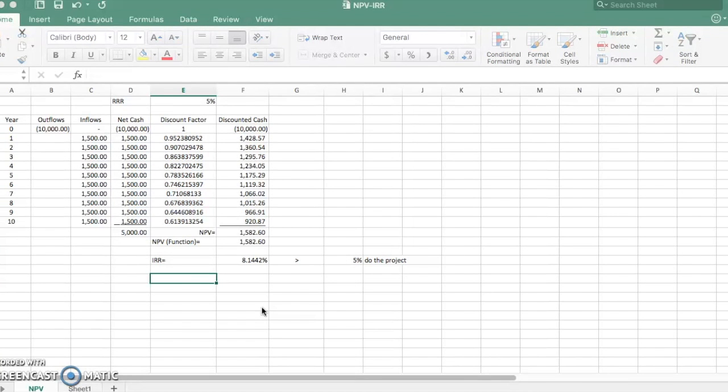Okay, let's talk about another common one that you might see out in the workplace. Payback period. So first, let's just calculate it. It's actually a fairly simple calculation.